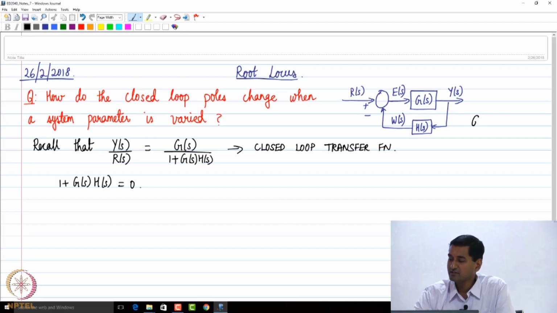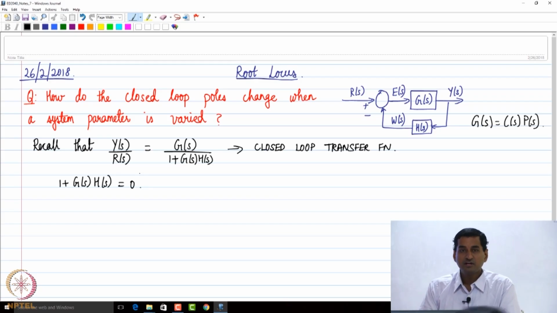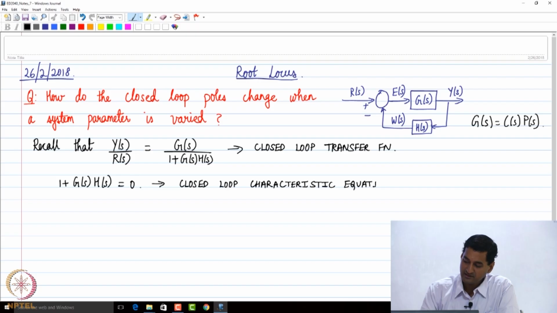Also please note that G(s) is going to be C(s) times P(s), right. So, it is basically the product of the controller transfer function and the plant transfer function, right. Okay. So, now this equation is what is called as a closed loop characteristic equation, right. So, that is the name given to this equation. So, 1 + G(s)H(s) = 0 is the closed loop characteristic equation. Of course, 1 + G(s)H(s) is what is called as a closed loop characteristic polynomial, right.